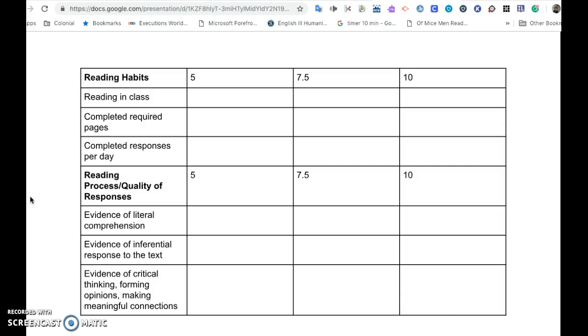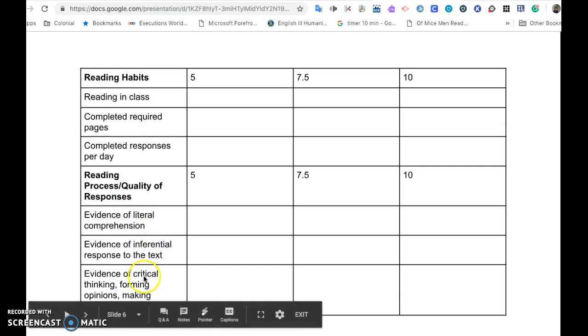When you read We Were Here, we're going to split the book up into 3 sections. And at the top of those notes, you'll see a rubric that looks like this. You'll notice that the rubric has 2 categories, one for reading habits and one for your process of reading or the quality of the responses. So notice that this time you'll be evaluated on how well you're using the class time for reading, if you're completing the required pages, and if you're completing the responses that are needed per day. You'll also be evaluated on the quality of your literal, inferential, and your critical thinking from the text.